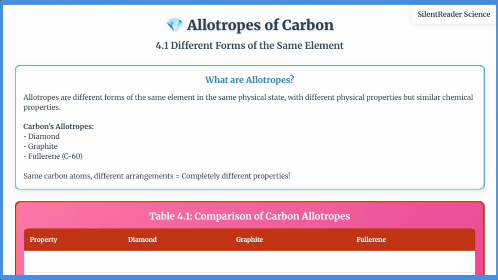Now let's explore the allotropes of carbon, different forms of the same element with different physical properties but similar chemical properties. Diamond has each carbon atom bonded to 4 others in a rigid 3-dimensional structure, making it the hardest natural substance and a poor conductor of electricity. Graphite has carbon atoms arranged in hexagonal layers with each atom bonded to 3 others, leaving free electrons that make it a good conductor, and the layers can slide over each other, making it soft and slippery.